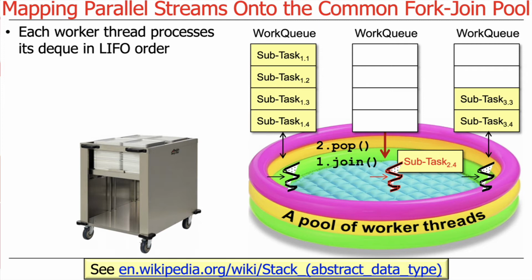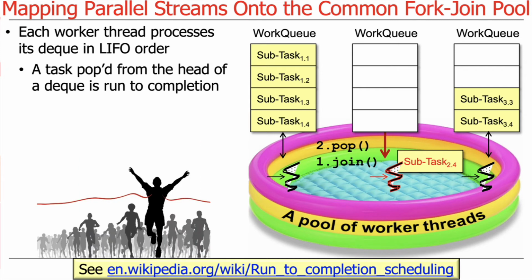We all know what a last in, first out looks like. It's like a stack of trays in a cafeteria where you basically put something on the top, and then the next item that's taken is the one that was on top. So it's last in, first out. And there's a reason for doing that. We'll talk about that in a second. When a task is popped from the head of a deck, the worker thread will then run that task to completion. It'll do whatever that task wants to be done, and it'll do it until it's finished.